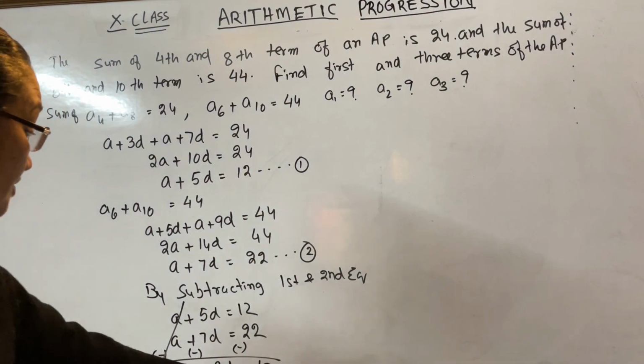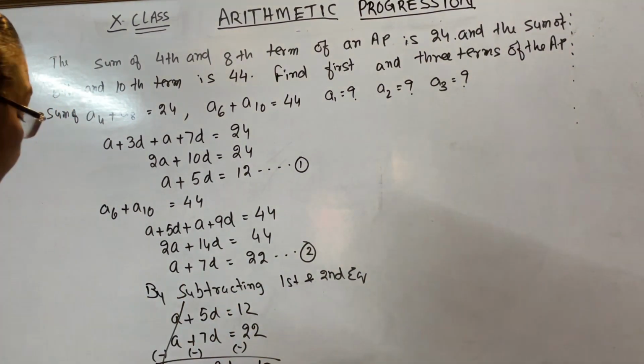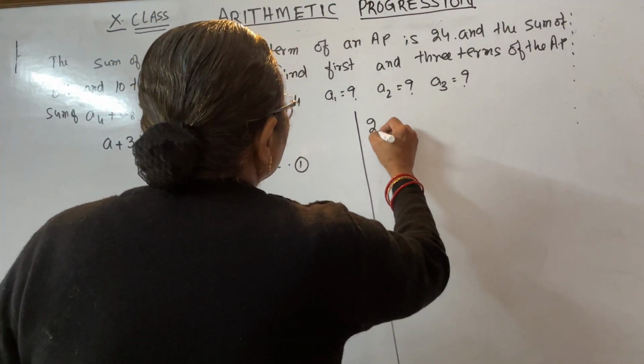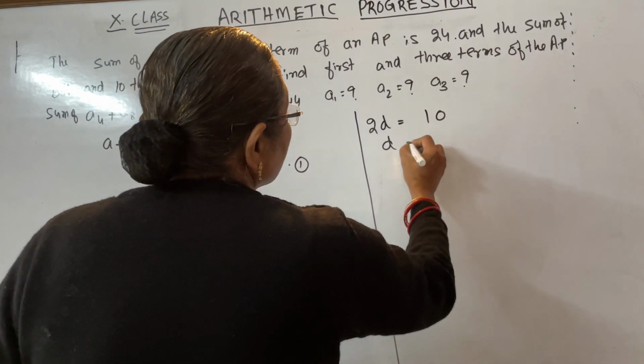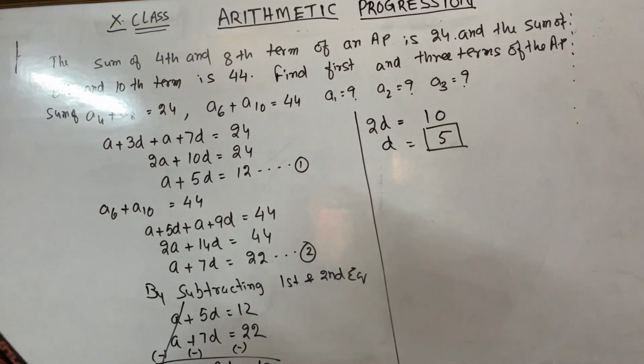Add it. 0 plus 2 is 2. 1 plus 1 is 2. 22. Correct. So 2D equals to how much has come? 10. So D equals to 5. This is our what? Common difference has come 5.